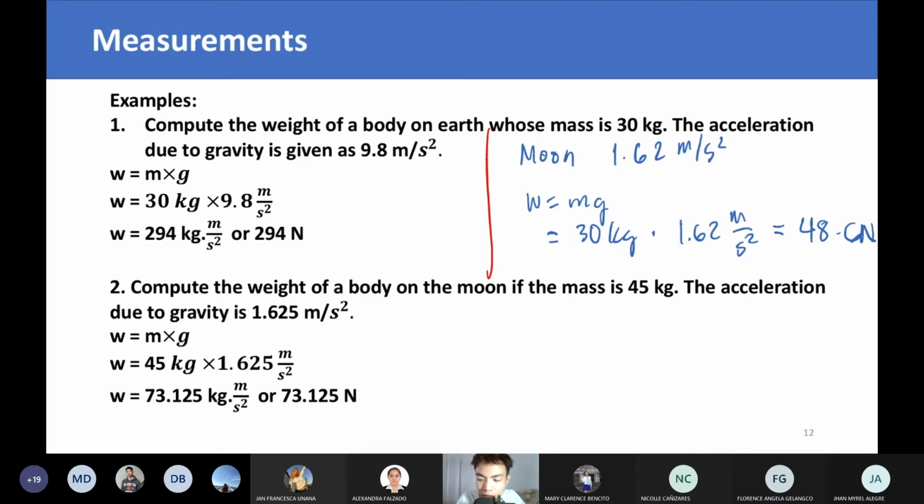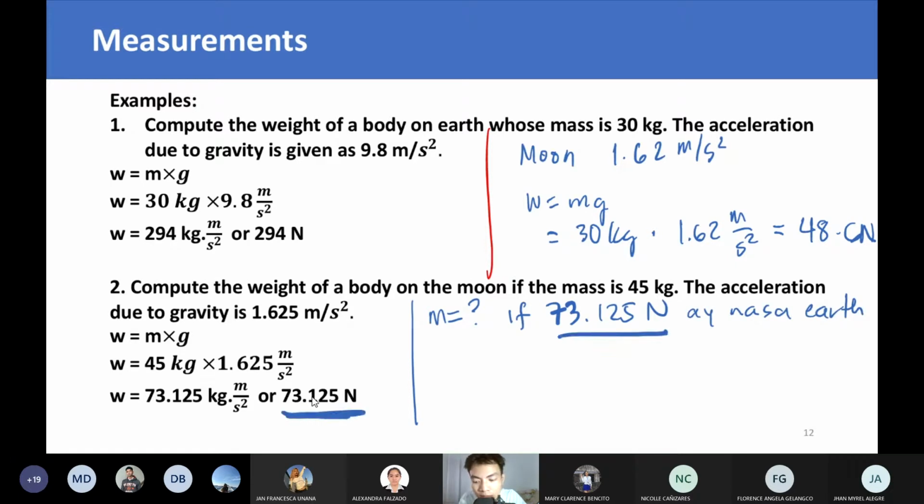O suppose, yung weight. Ito yung next question natin. Compute kayo, kung gusto nyo. Next question ko dyan is, anong mass, ano yung corresponding mass niya if yung 73.125 Newton object ay nasa Earth? Kunwari, yung weight ay the same, 73.125. Ano yung corresponding mass nun kapag nasa Earth ka na?